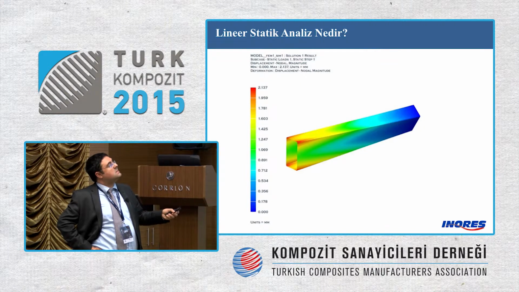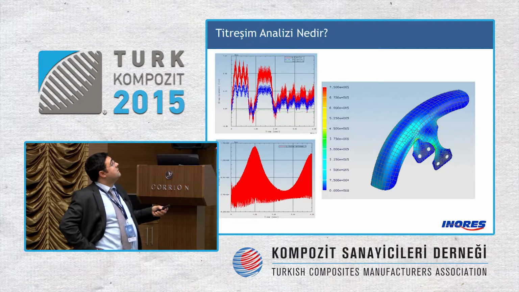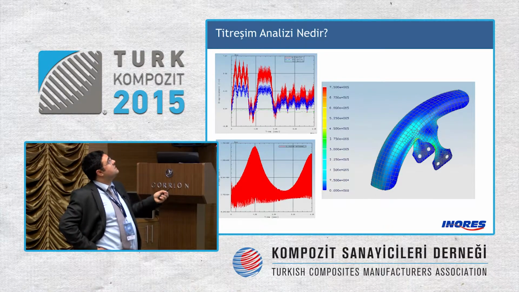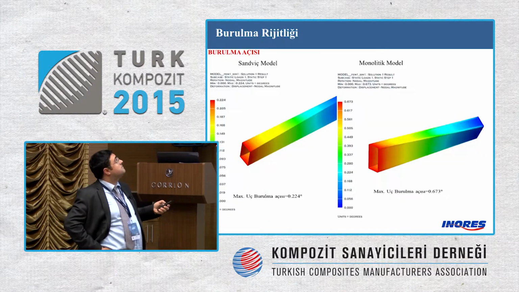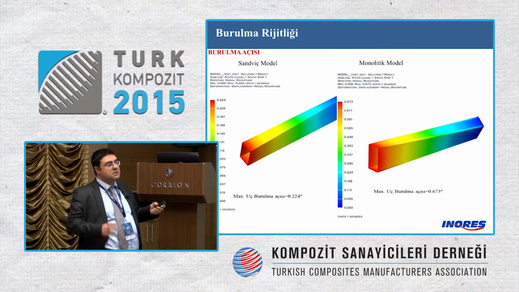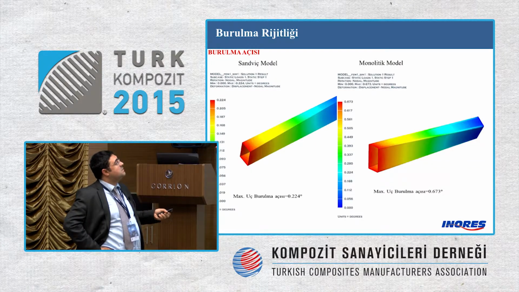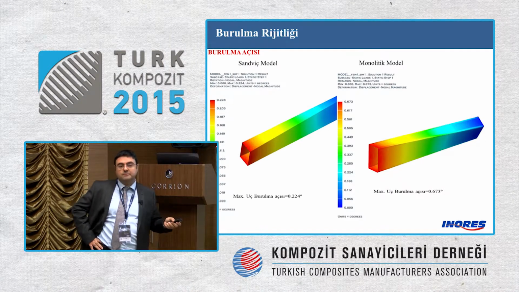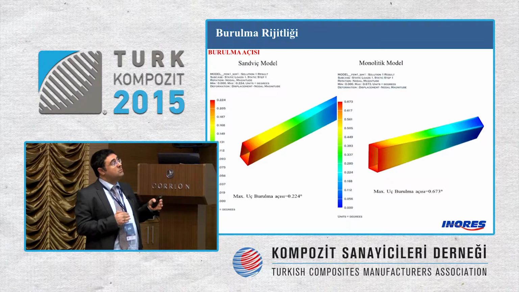Here, for instance, a column or built-in kitchenware can be produced using this method. Or vibration analysis: when we apply a differentiating load on it, we can predict what to expect. The spring rigidity, for instance. We can see how much it's twisting. The sandwich model and monolithic models are compared here. There is 0.20 in sandwich and 0.67 for the monolithic model. The maximum tip twisting angle.